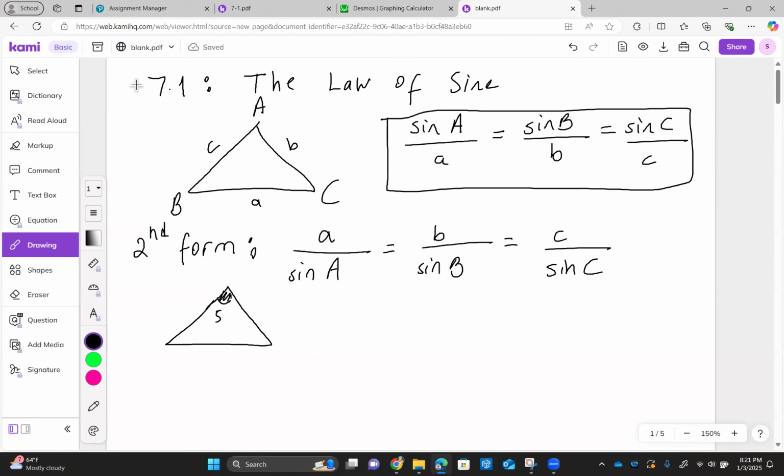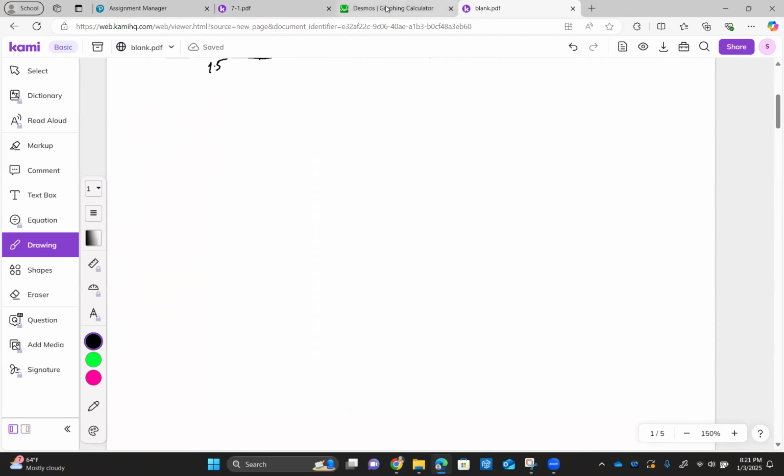For example, if somebody says this angle is 53 and this side is 15, and this angle is 35, and I'm looking for this missing side, I can create a proportion saying that sine of 53 over 15 is always the same ratio as sine of 35 over x. I can find the values of these sines from the calculator, and by cross multiplication I can find x. That's what the Law of Sines means.